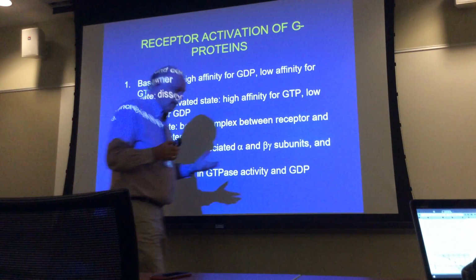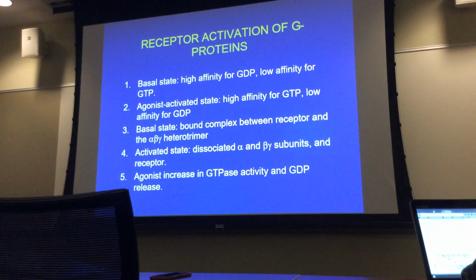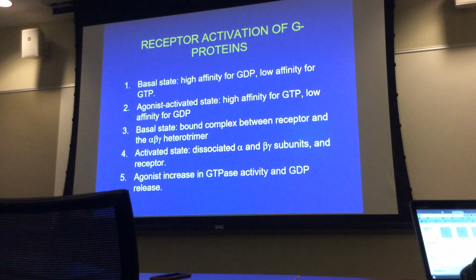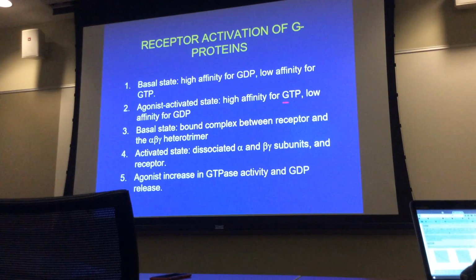So, the G protein family of receptors exist, as we know, as a ternary complex, a complex between the receptor, the G protein, and the effector. In the basal state, the G protein has a high affinity for GDP, guanosine diphosphate, and a low affinity for GTP. So in this state, the G protein is inactive. When the receptor is activated by agonist, it produces a change in the conformation of the G protein alpha subunit so that it now has a low affinity for GDP and a high affinity for GTP. And because there's a low affinity here, the GDP dissociates very quickly.